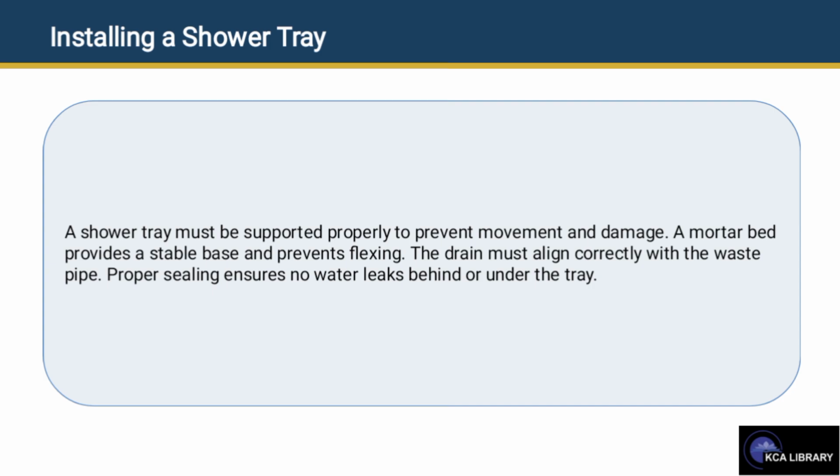Now, installing a shower tray. How do you install a shower tray? A shower tray must be supported properly to prevent movement and damage. A mortar bed provides a stable base and prevents flexing. The drain must align correctly with the waste pipe. Proper sealing ensures no water leaks behind or under the tray. So that is what you're ensuring when you're installing your shower.